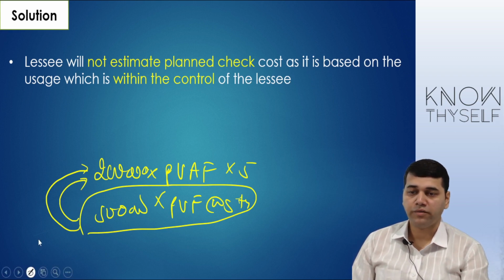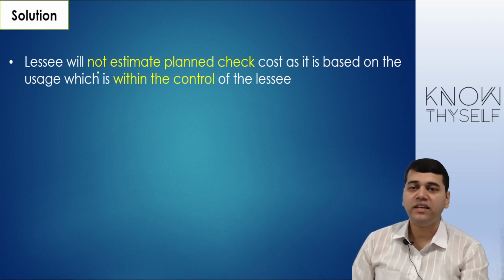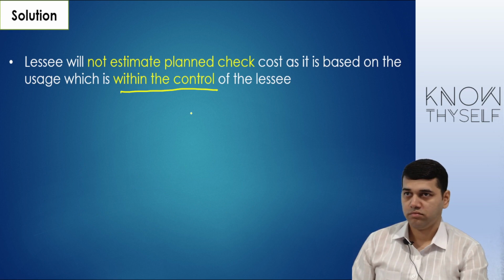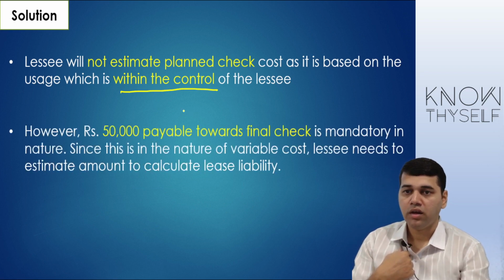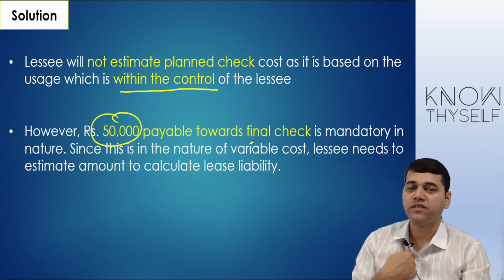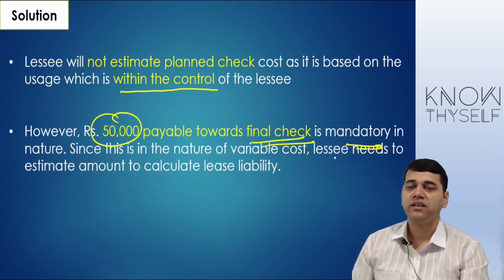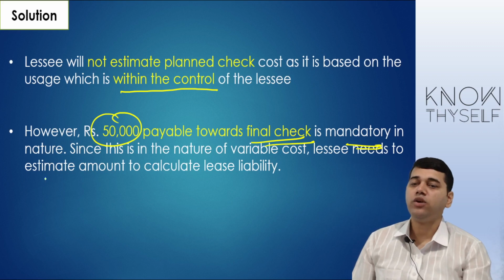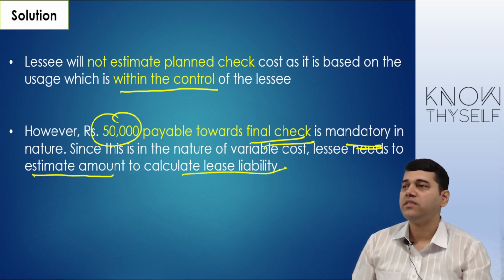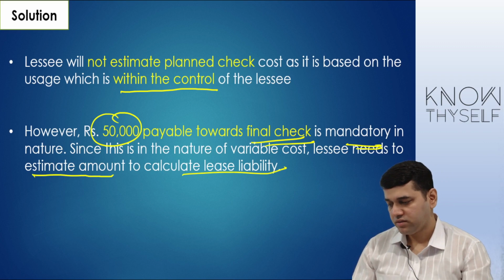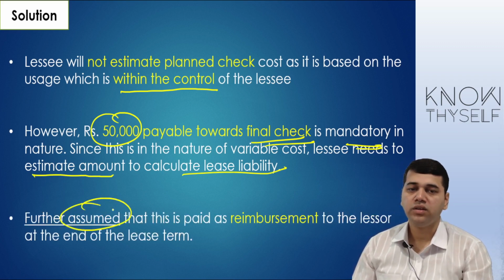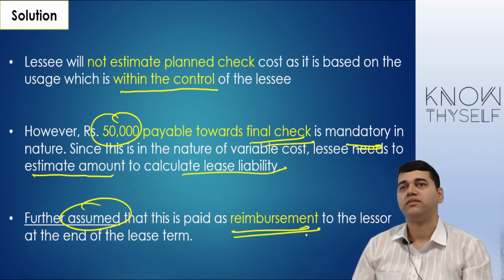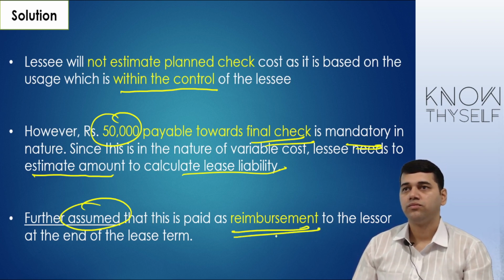Followed? Okay, so what we are going to write, make a point: lessee will not estimate the planned check if certain things are within its control. Like, as you observed, it is a variable, it is within my control. However, 50,000 is payable towards the final check, is mandatory. So I need to estimate the amount to be included in the lease liability. Have some keywords. Further, it is assumed that lessee is going to reimburse the lessor. Now it is clear to you.